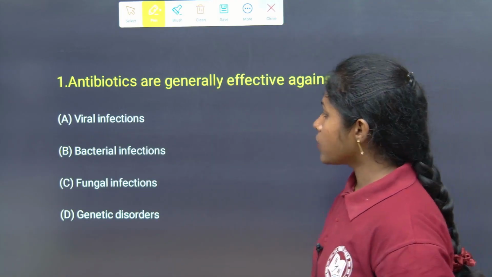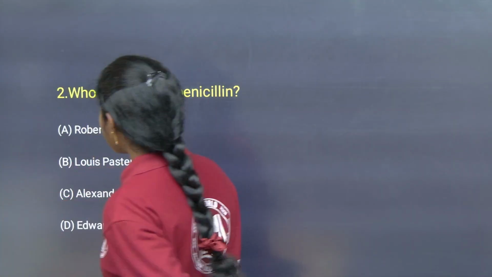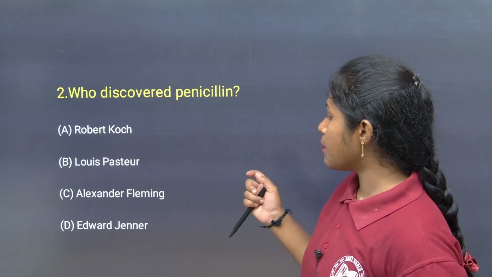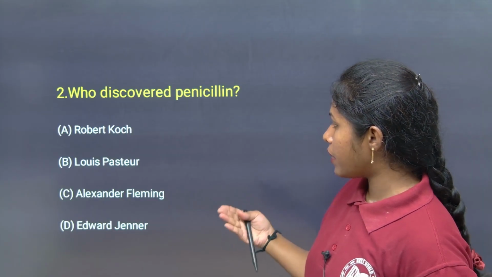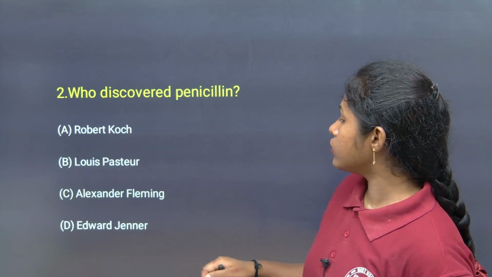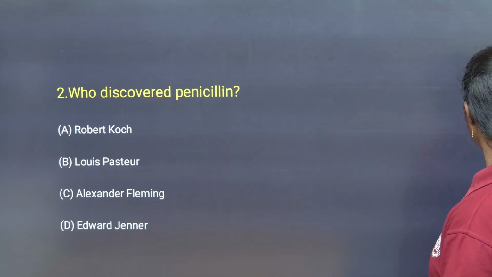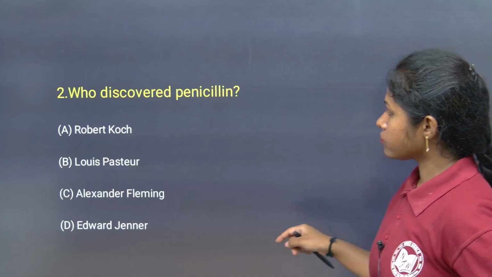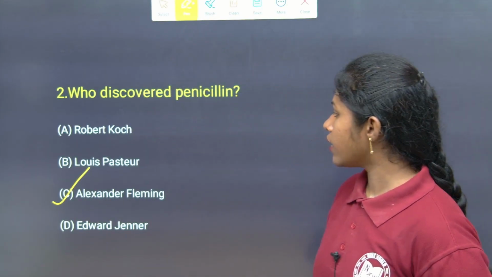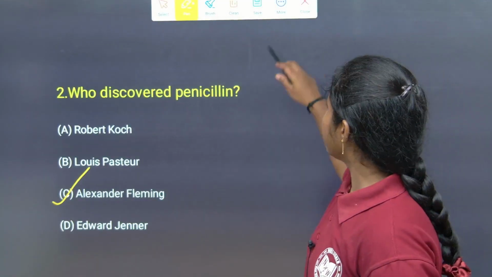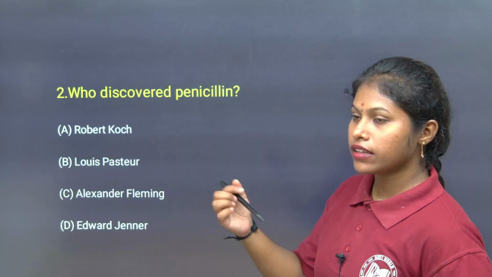So coming to the next question, children. Here is the next question. Who discovered penicillin? They are asking who discovered penicillin: Louis Pasteur, Alexander Fleming, Edward Jenner, or Robert Koch. We all know that Alexander Fleming discovered penicillin, right? Alexander Fleming is the scientist who discovered penicillin, right children? It is a direct question. We all know how he discovered it, children.